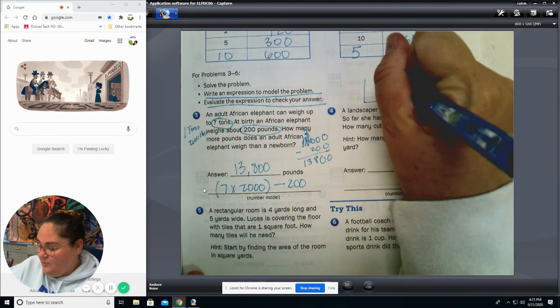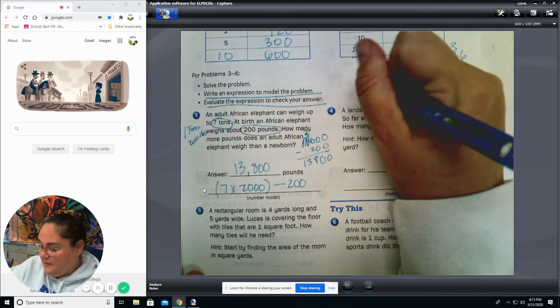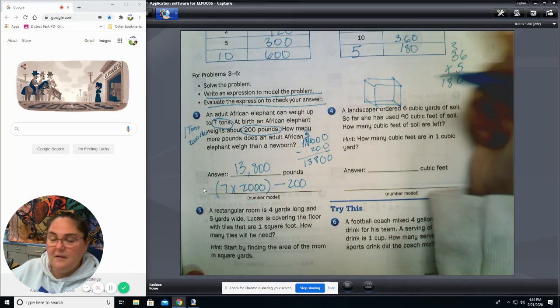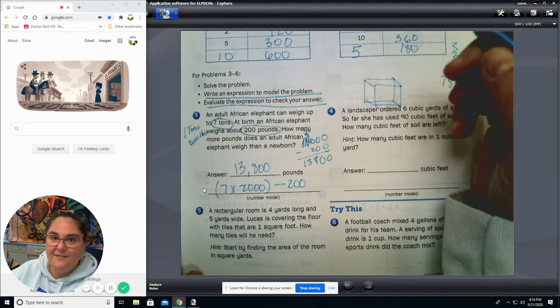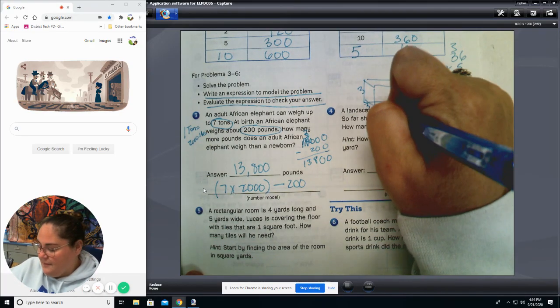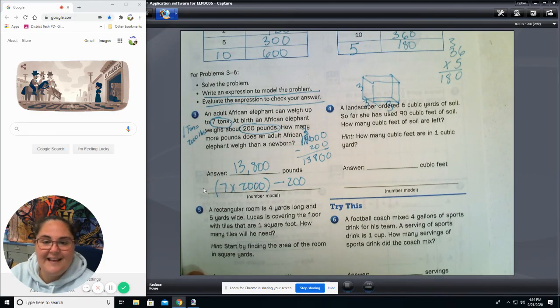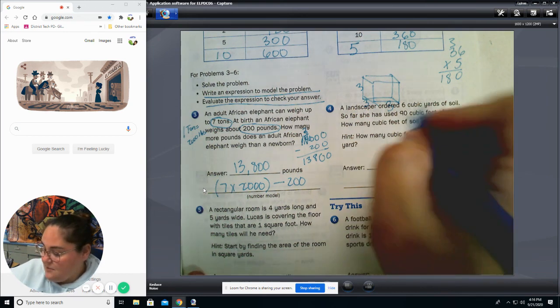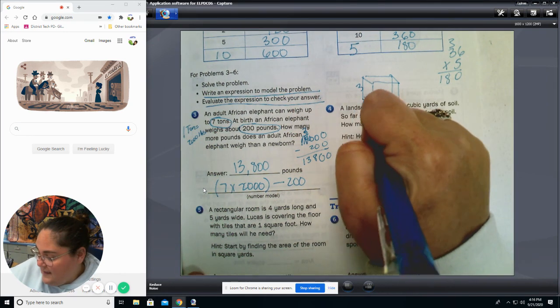If this is 1 cubic yard, one yard is 3 feet. That means it's 3 feet by 3 feet by 3 feet. Do not tell me that 9 cubic feet is a yard. How many cubic feet are in 1 cubic yard? 3 times 3 is 9. Times 3 is 27.